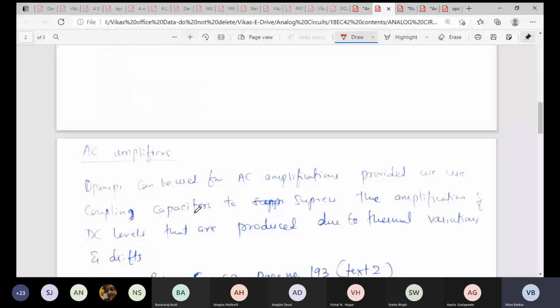Op-amps can be used for AC amplifications as well, provided we use coupling capacitors to suppress the amplification of DC levels that are produced due to thermal variations and drifts, as well as the biasing conditions also.